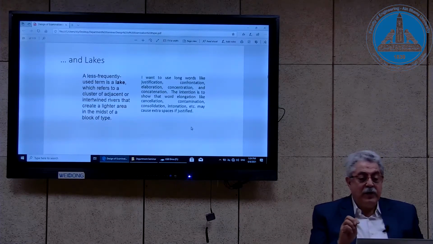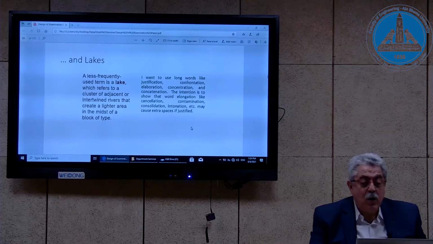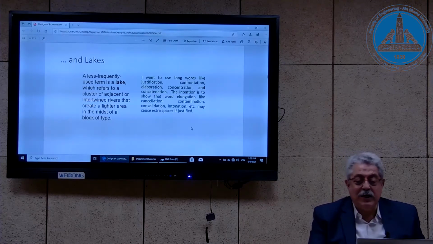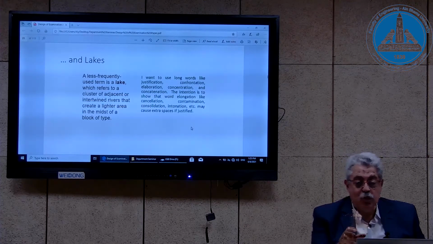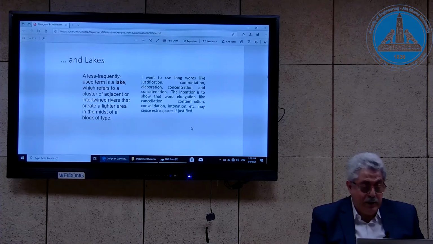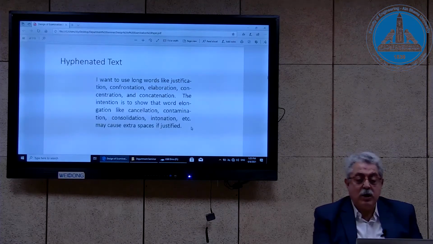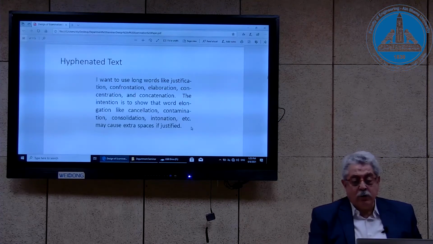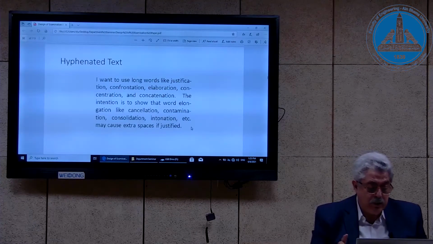Lakes, a less frequently used term, refers to a cluster of adjacent intertwined rivers that create a lighter area in the midst of a block of type. I myself invented this paragraph, because I used a lot of long words to exaggerate the lakes. The solution to this is to use hyphenation, and this is how the text looks if you use hyphenation, which is a function in Microsoft Word that depends on the syllables of English words, but this does not appear in Arabic.